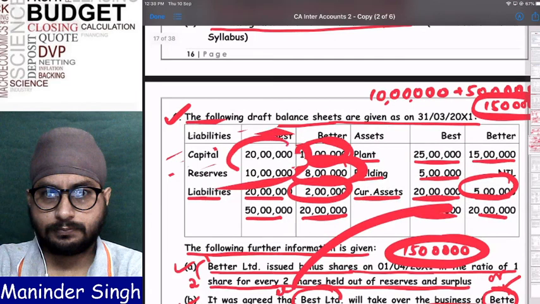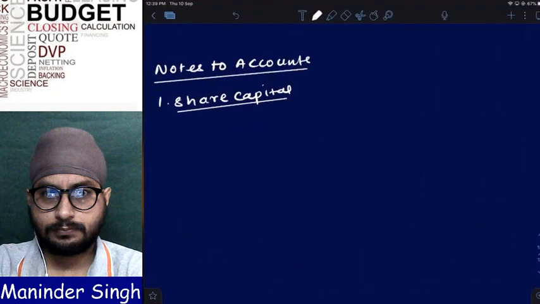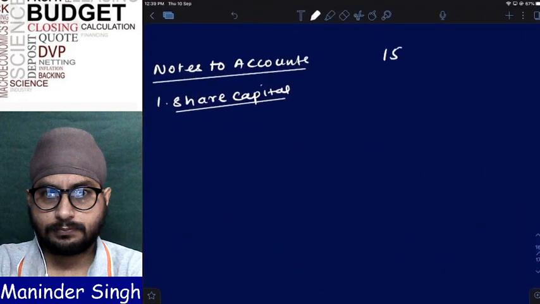How many shares are there here? 20 lakhs divided by 10, how much? Sorry, not 10, 100. 20 lakhs divided by 100 rupees. 20,000, right? Plus 15 lakhs divided by 150.